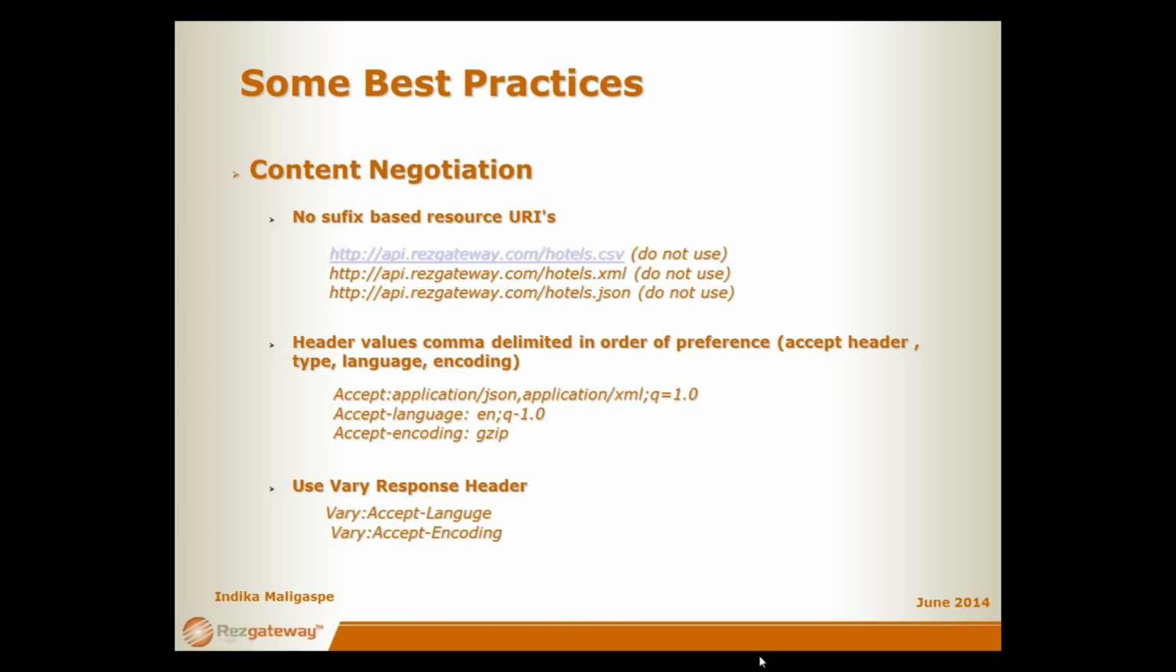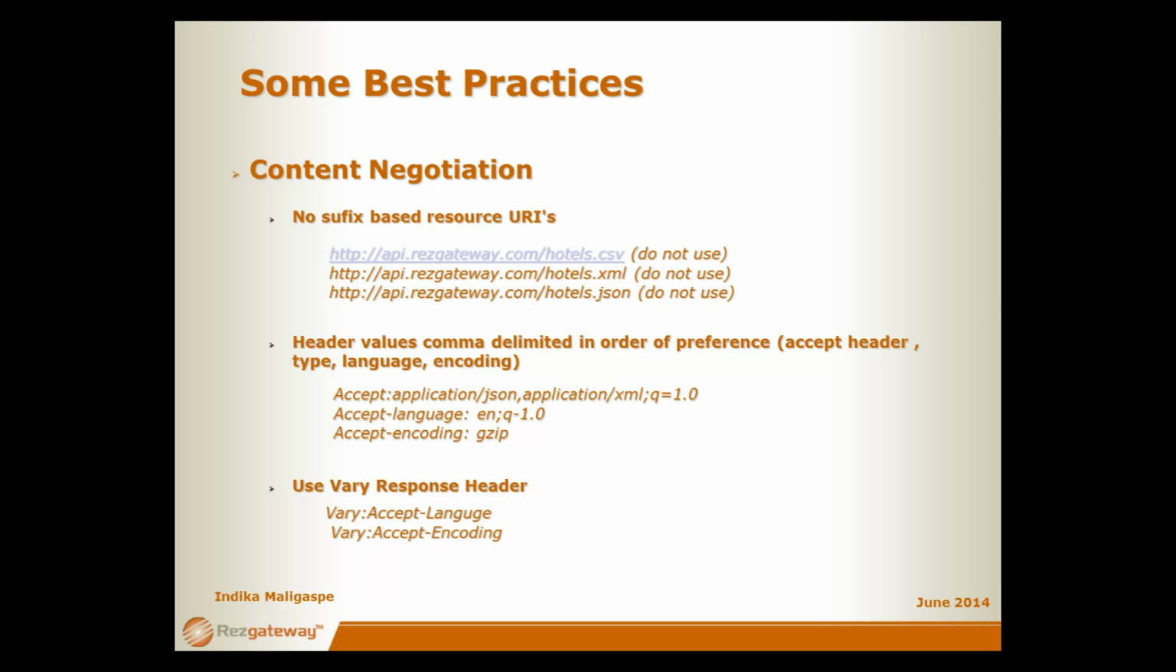Content negotiation. Content negotiation means how you negotiate your content between the client and the server. Look at the first three URLs. If you are currently having XML and you're deploying XML in your API, your clients could connect to your API saying api.restgateway.com/hotels.xml, which will give an XML content.